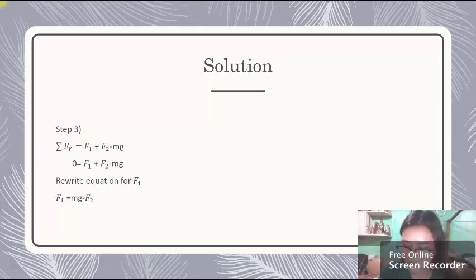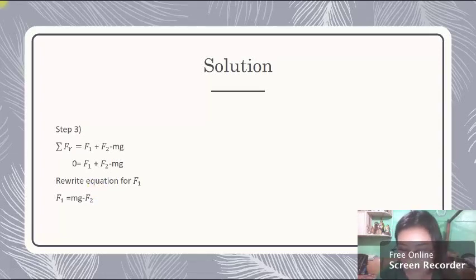we're just going to let F sub 1 and F sub 2 be the vertical forces acting on the crate by the bottom and the top persons respectively. So we need to apply Newton's second law to the system of the person and the crate, and then the total vertical force exerted on the crate. So this is the equation. We're going to rewrite the equation for F sub 1. So we're going to have mass times gravity minus F sub 2.